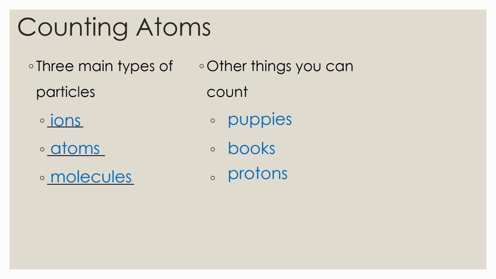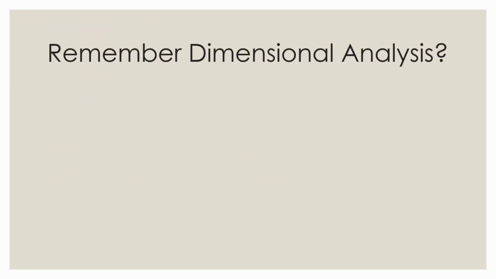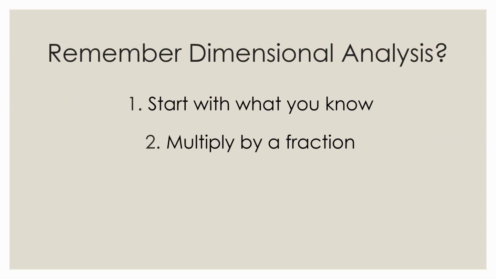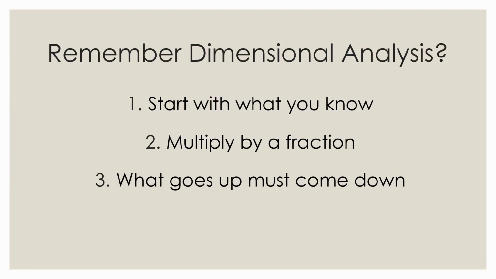So the last thing we need to remember before we dive right in is dimensional analysis. So remember, those steps are: number 1, start with what you know. Number 2, multiply by a fraction. Step 3, what goes up must come down. So we're going to keep following these exact same steps. It's just that now we know some new statements of equality.